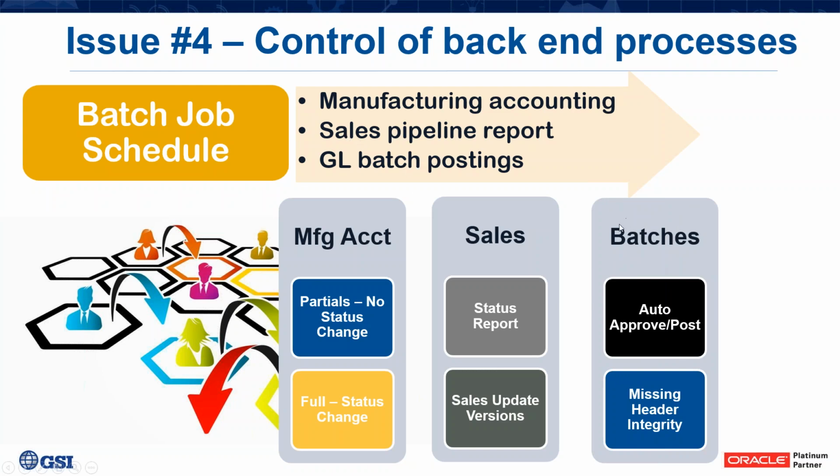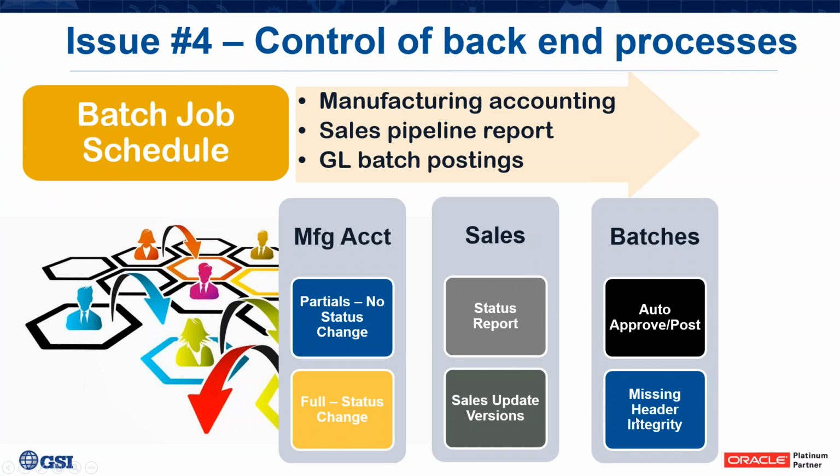And then, of course, finally, the GL batch postings. Most companies have this already handled pretty well. You know, we talk about things like auto approve and post. So if you guys do manual approval of batches, I always ask why. Because if you never reject a batch, why would you take the time to look through it? Just let the system do it and post it.